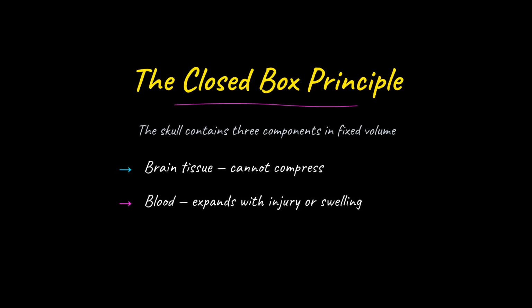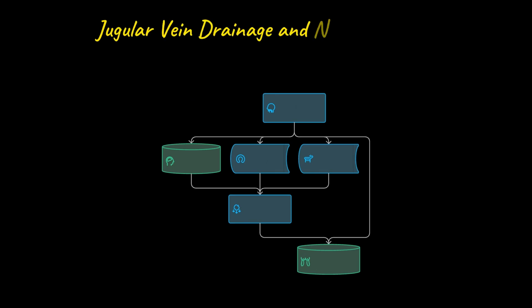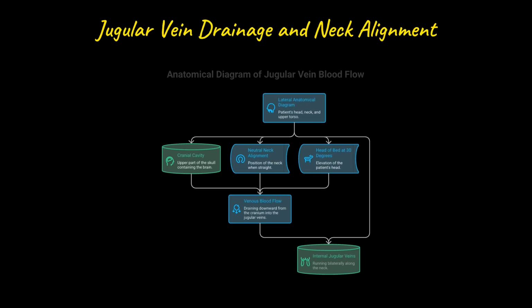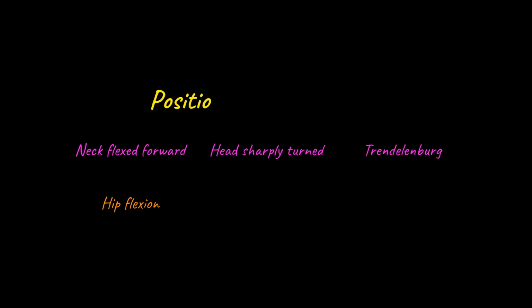When bleeding or swelling increases any one component, pressure rises sharply, above 20 millimeters of mercury. Cerebral perfusion fails and ischemic injury begins. The internal jugular veins are the primary drainage pathway from the cranium. Elevating the head of bed to 30 degrees uses gravity to assist that drainage. Keeping the neck in neutral alignment, head forward, cervical spine straight, keeps the jugular veins open and uncompressed.